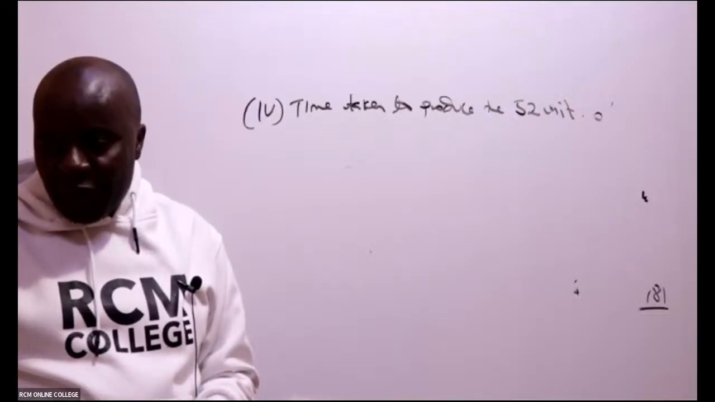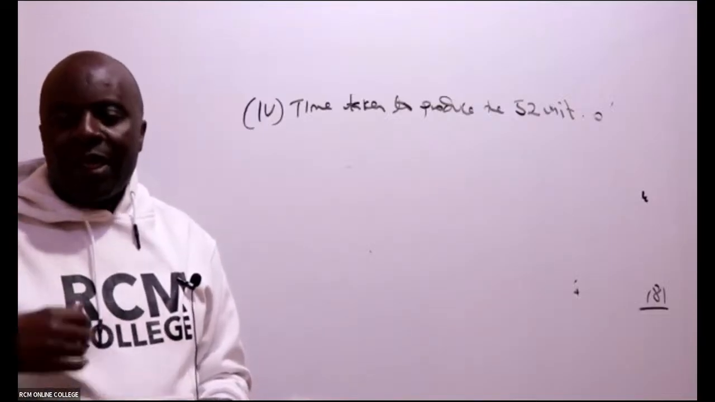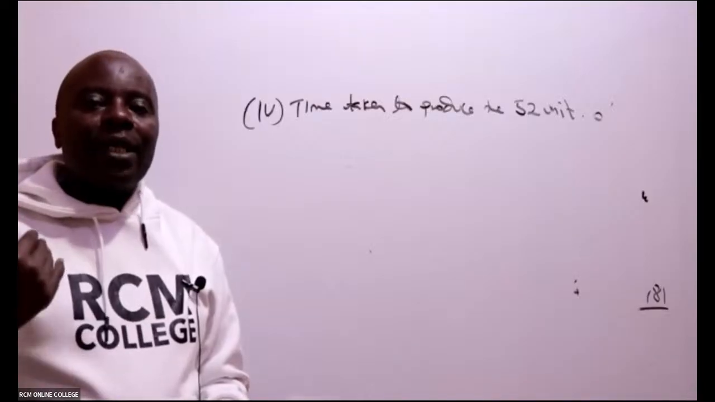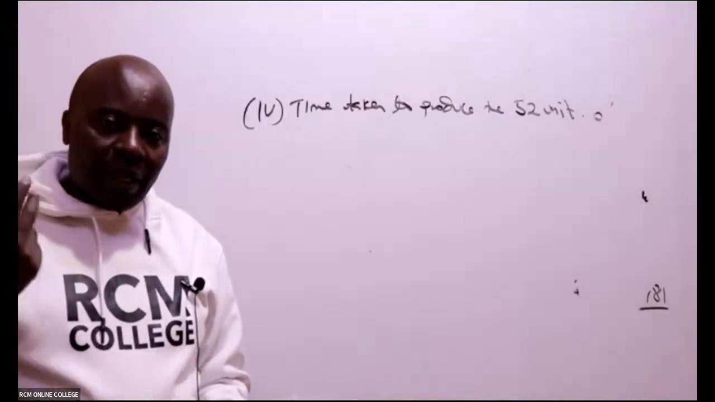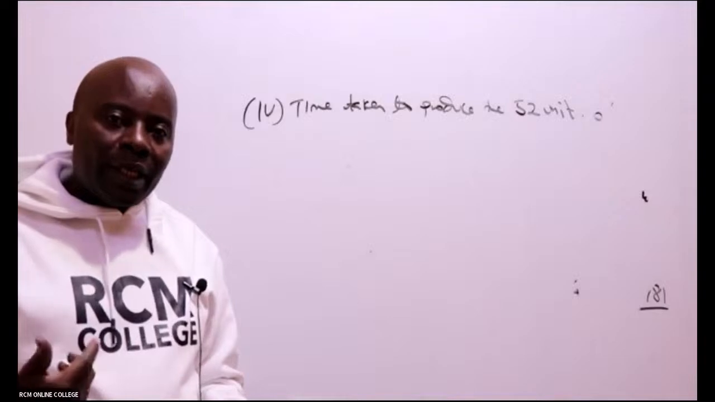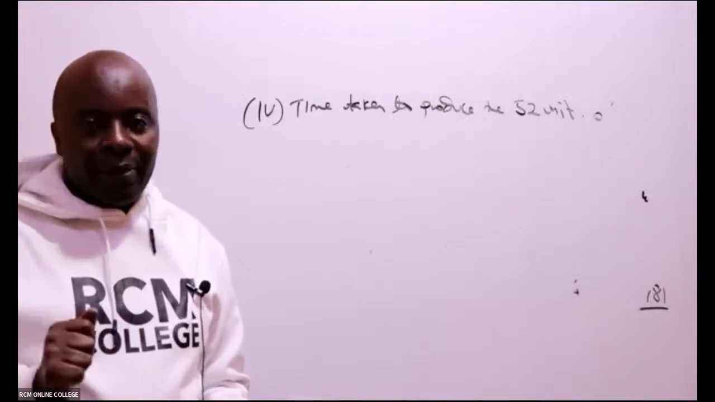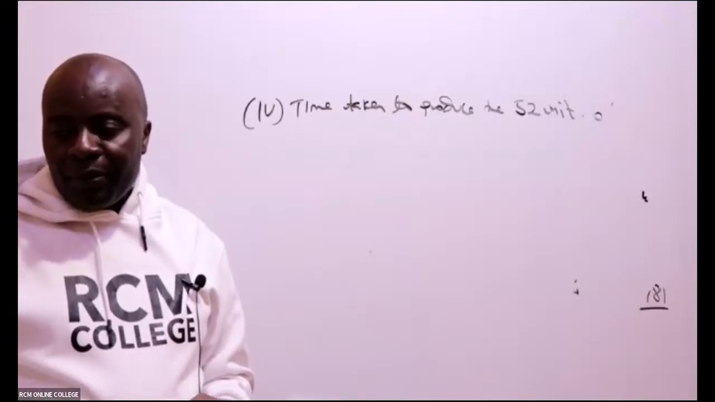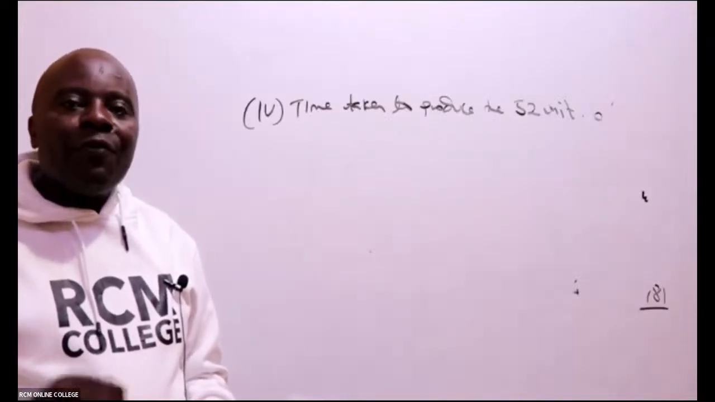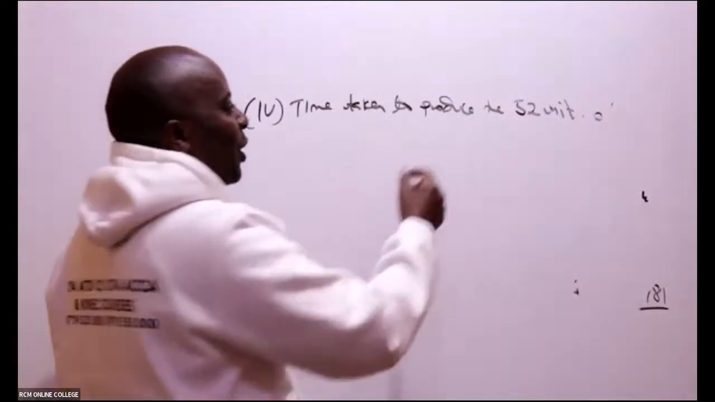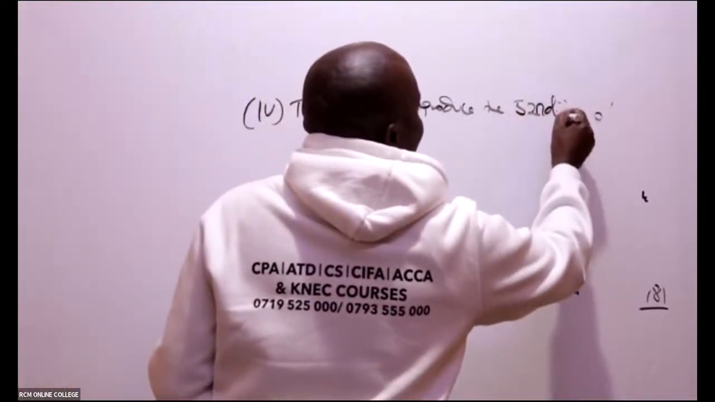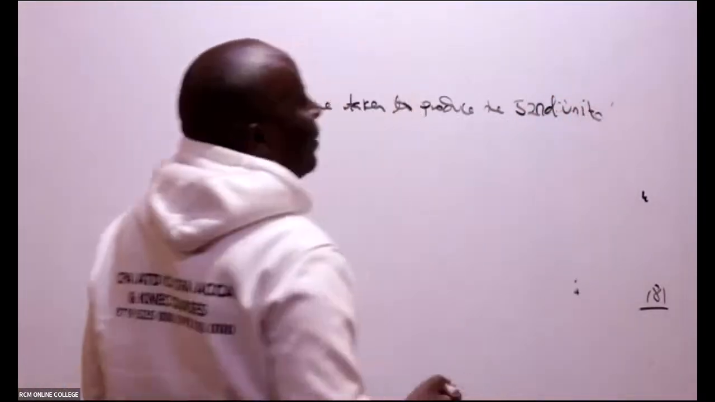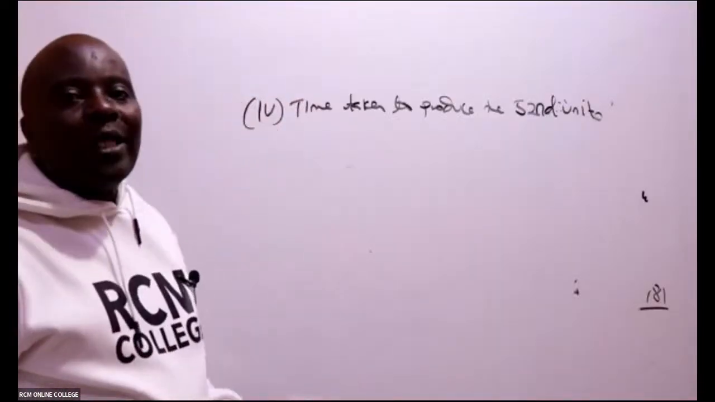Yeah, very, very good question. We shall be able to reach there. There are times the examiner doesn't give you R, the learning rate. How then do we calculate it? Using the doubling path principle. You're ahead of me just slightly. We shall reach there. So the time taken to produce the 52nd unit.